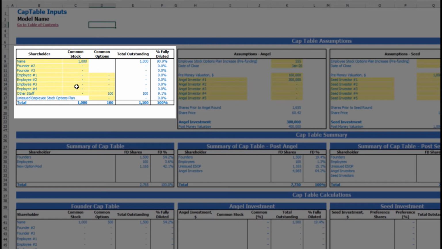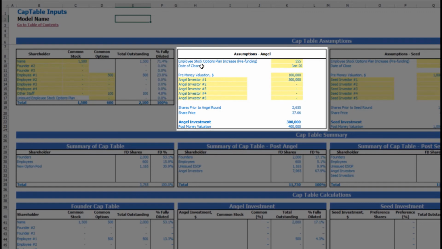You can input here also common stock and common options. So you can input some amount, for example 500 options for employee number 1. You're also able to input unissued employee stock options plan if it's needed. If it's not needed you can keep it as 0 by default. So as a result you may see the total outstanding stocks and options and the dilution across all these shareholders.